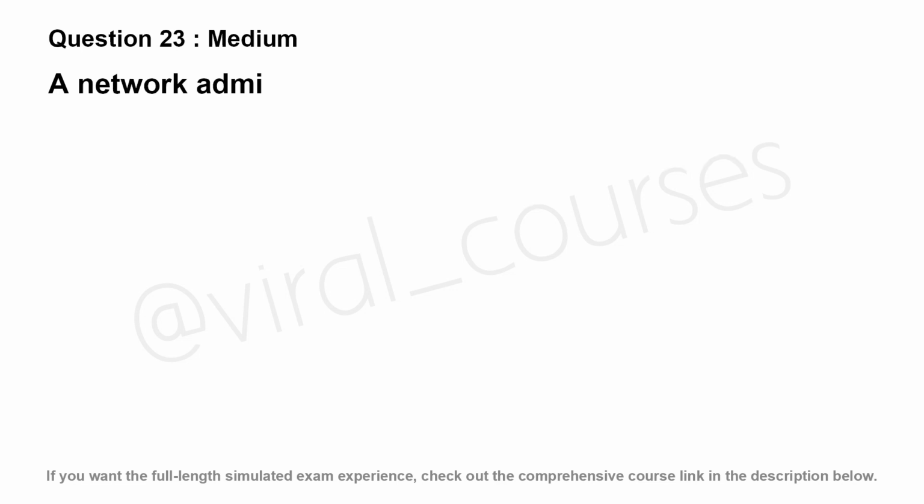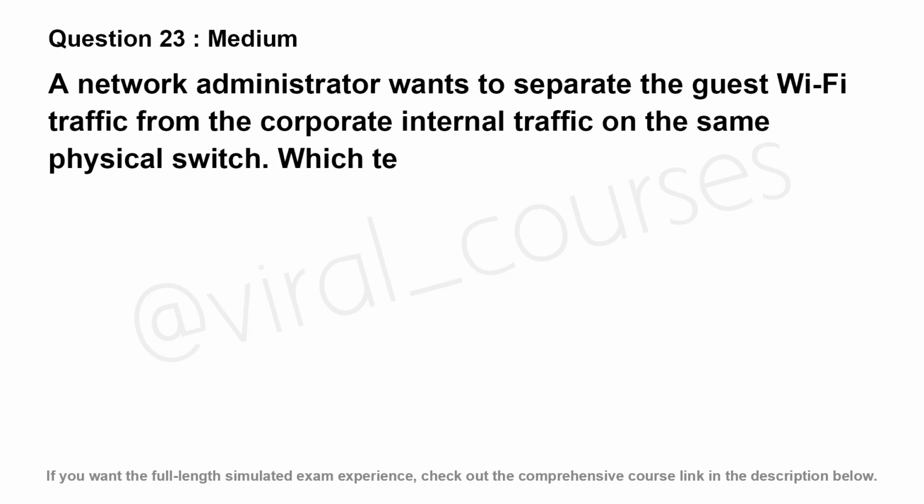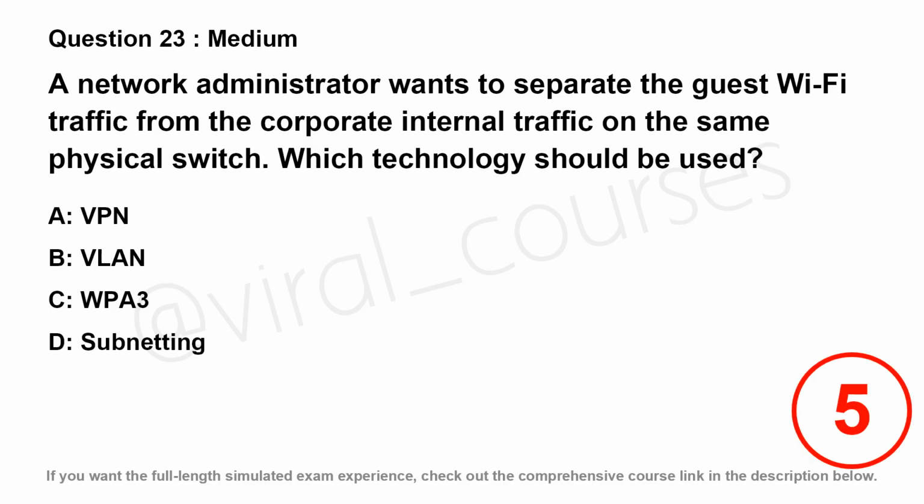A network administrator wants to separate the guest Wi-Fi traffic from the corporate internal traffic on the same physical switch. Which technology should be used? Option A, VPN. Option B, VLAN. Option C, WPA3. Option D, subnetting.